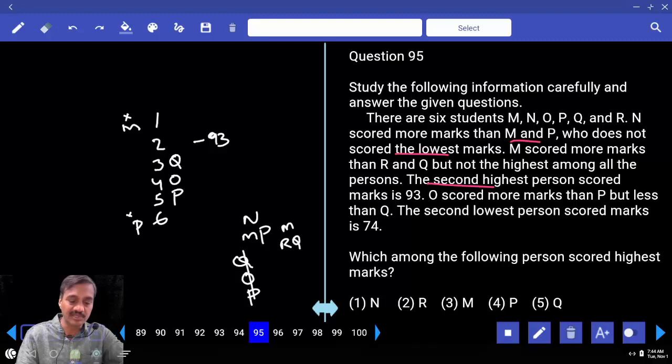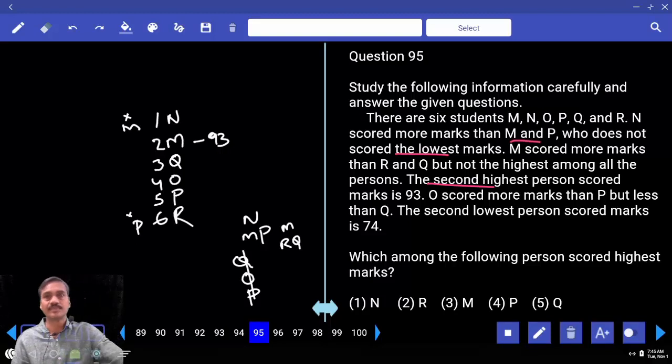And M is more than R and Q. N is more than M. Hence where should this end? N is here, M is here. And who is the person left over? R is the person left. Done? And so what is the final order? N, M, Q, O, P, R.